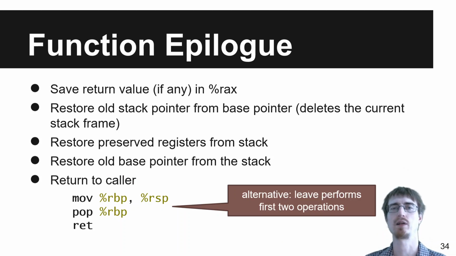Now the function epilog. So we had the prolog, then the function did some useful work, presumably, and in the end we get to the function epilog. Now the function epilog is supposed to clean up the stack frame in such a way that the caller gets exactly the state it was in before it called the function. So we save the return value in RAX, right?